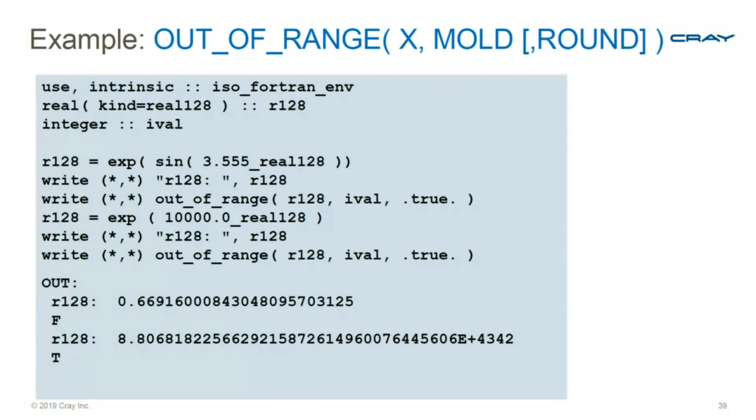So that's fine. I get false from this result because 0.6691 can be converted to an integer and rounded to the nearest one. However, if I do e to the power of 10,000, that's a big number, and that can't be represented by the integer. So the result is true here. It is out of range. So it's a way that you can check in advance whether conversions will work or not.